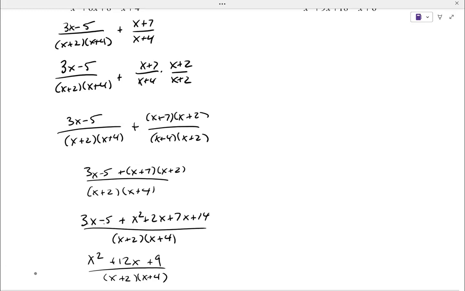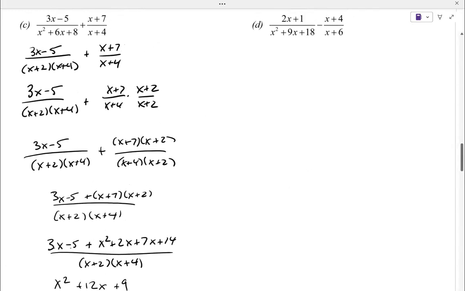Questions on that one? The second problem looks very, very similar, right? It's just a minus instead of a plus. First step again is to do what? Factor. Good. How does that factor in the denominator there? Good. Exactly right. X plus 6 times x plus 3.